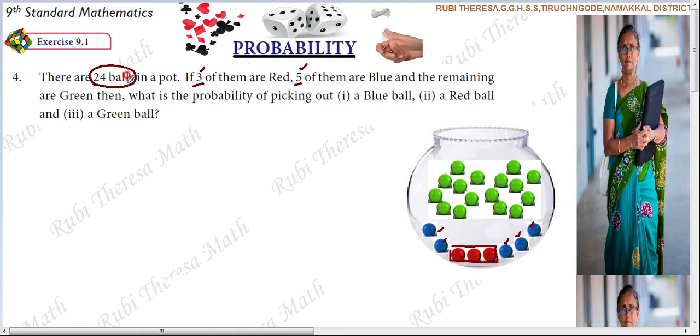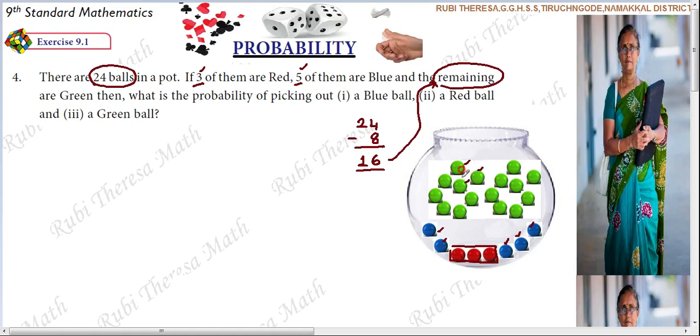So out of 24, 8 balls are already given. How many will remain? So 24 minus 8. 24 minus 8 is 16. Correct? So 16 balls are green in color. There are 16 balls which are green in color. Right? So there are 16 balls.